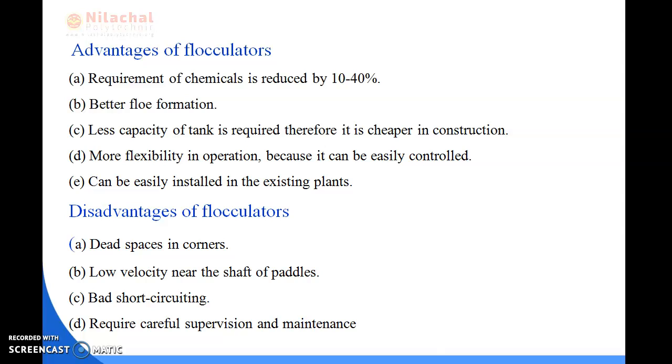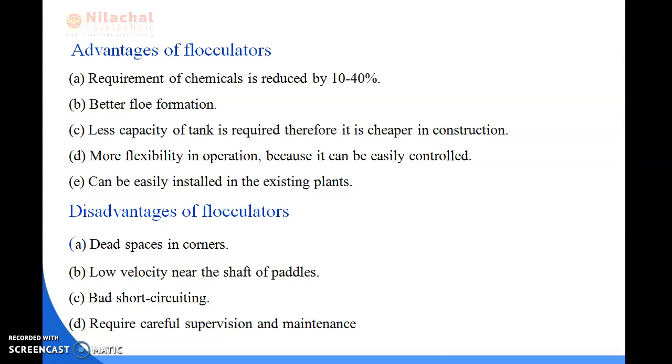Next, we will be discussing the disadvantages of flocculators. The disadvantages of flocculators are dead spaces in corners, low velocity near the shaft of the paddles, bad short circuiting, and they require careful supervision and maintenance. This is all about the disadvantages of flocculators.